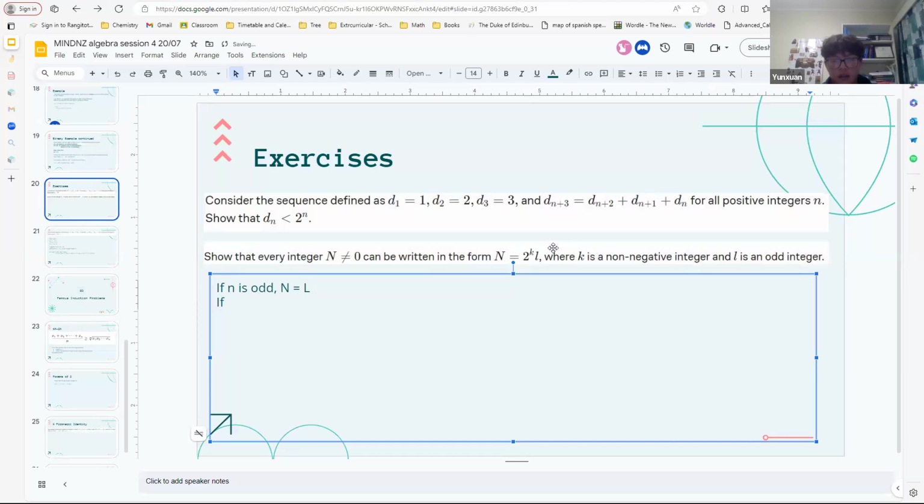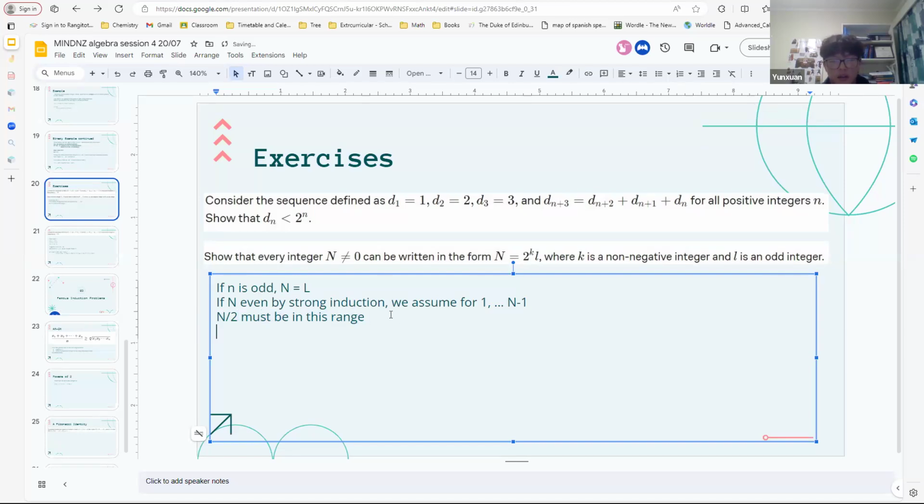But if n is even, this is where we use induction. So by strong induction, we assume it for 1 through n-1. Right? But when we assume for 1 through n-1, this must contain n divided by 2 because n is even. Right? And if n over 2 is in this range, n is just 2 times that.